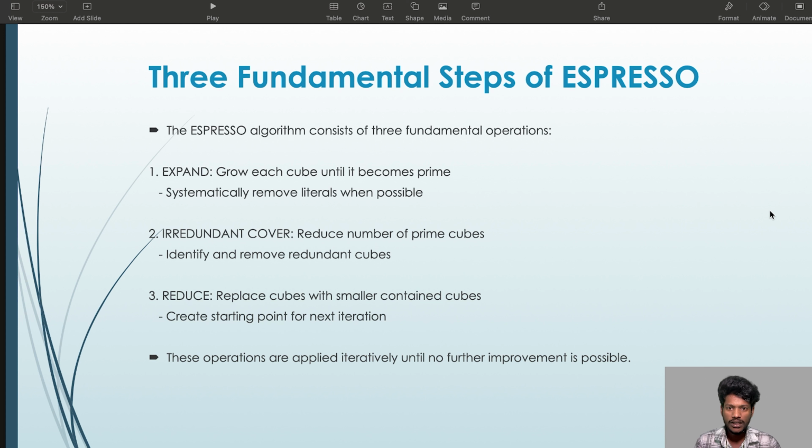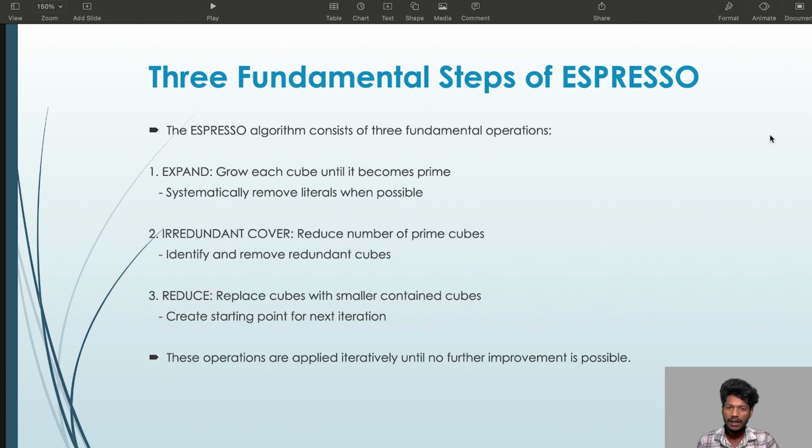Expand is to grow each cube until it becomes a prime. Just take an example in the X direction, Y direction, and Z direction. Expand the cube until it becomes a prime. That is called expand in short.